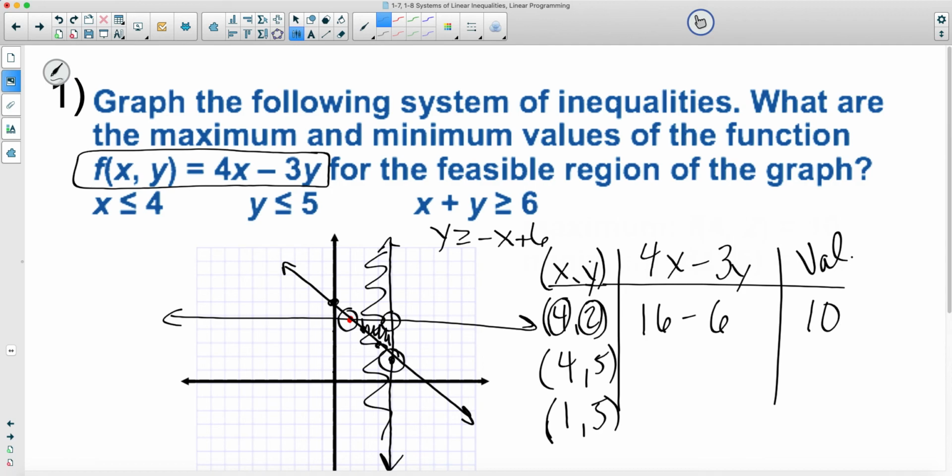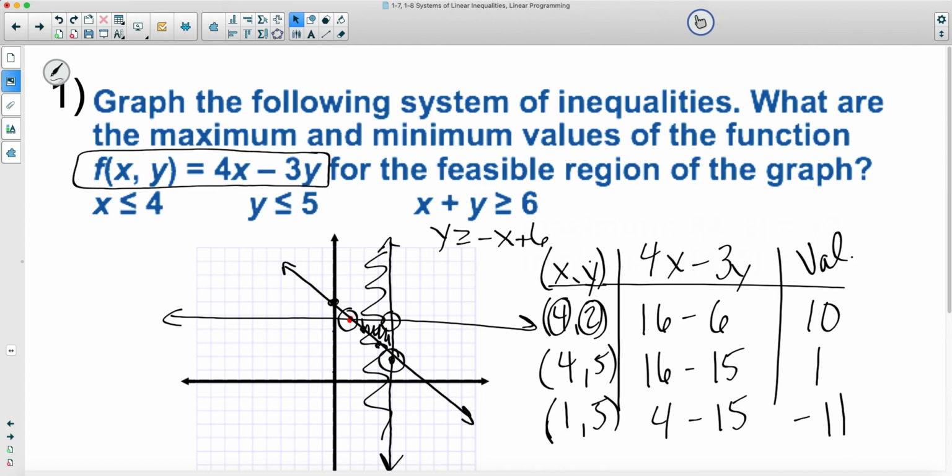So the next one, 4 times 4 is 16, minus 3 times 5, which is 15. We get a value of 1. Plugging in the last one, we got 4 times 1 is 4. Minus 3 times 5, negative 15, so that gets it to a negative 11. So we got our maximum and min. Maximum right there, minimum right there. Okay, so that is how we do linear programming when we're just given equations and say find the maximum and minimum.